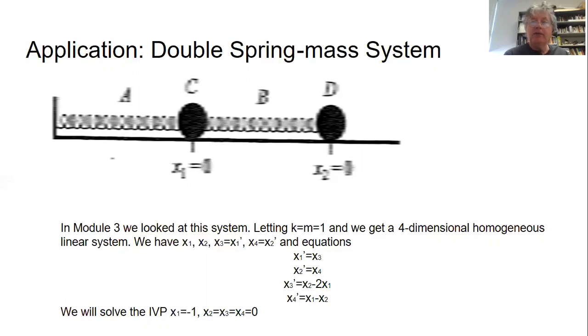And then by looking at how the springs act on the masses, we get x3 prime equals x2 minus 2x1, x4 prime equals x1 minus x2. So this is a 4x4 matrix. And so let's look at the initial value problem where mass D is fixed initially. We take mass C and move it to the left 1 unit, and then we let go of them both simultaneously, and they're going to start moving away. So we want to figure out what that is.